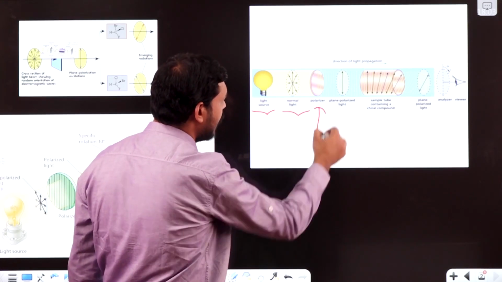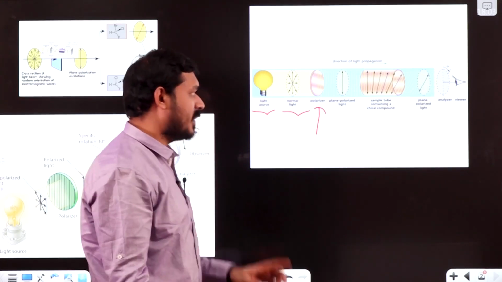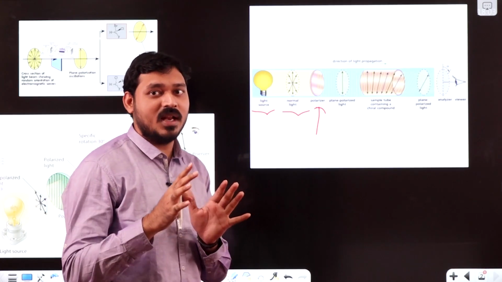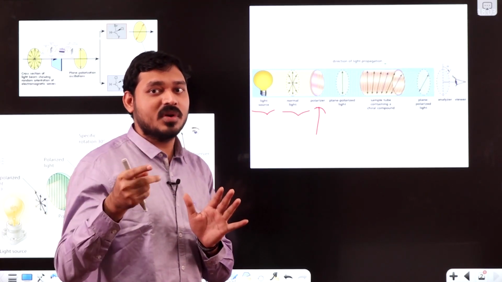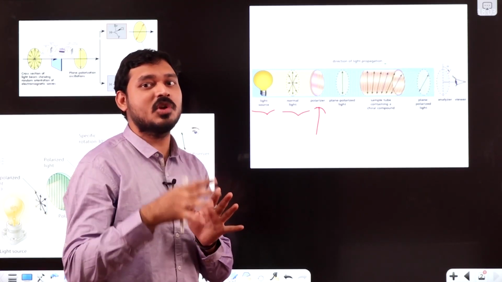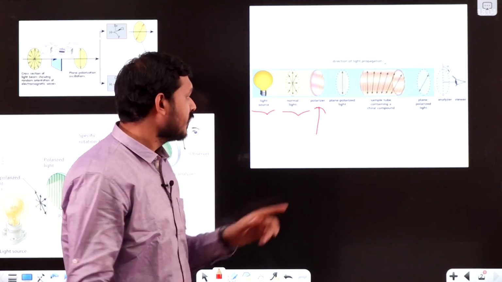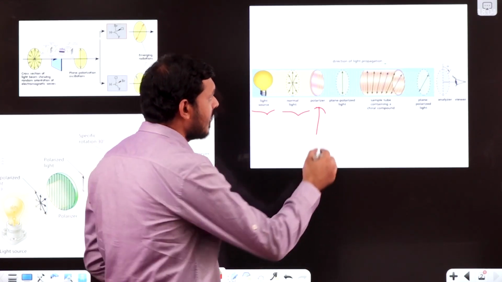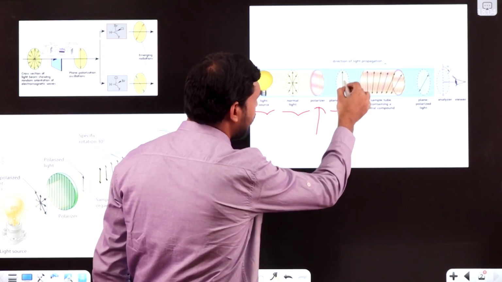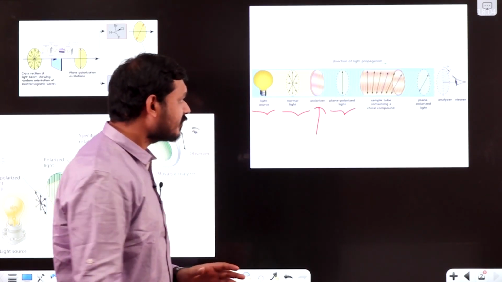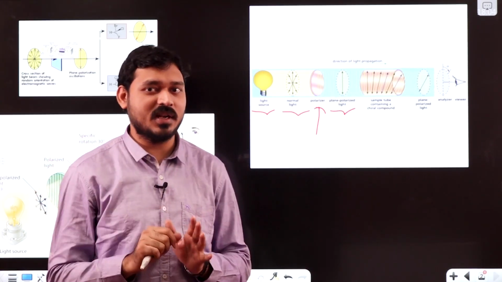You used a polarizer, that was your Nicol prism. Again and again I am repeating the things. Why? Because such things come in MCQ pattern in competition exams, so you need to remember everything. Polarizer is Nicol prism. Now we got plane polarized light. Now here I am telling you one important concept.